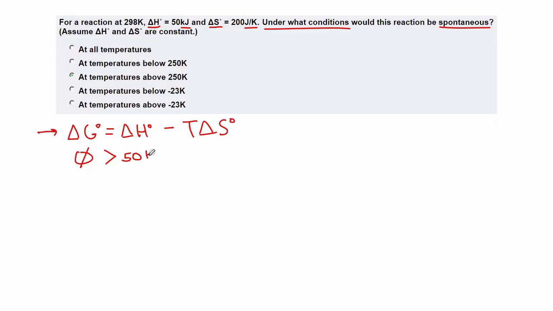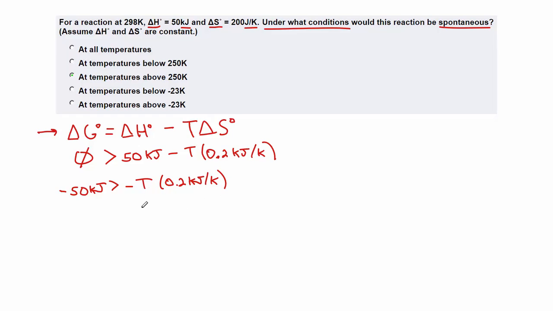So here I'll make this 50 kilojoules minus T times, and in this case, instead of 200 joules per Kelvin, that'll be 0.2 kilojoules per Kelvin. So we'll subtract off the 50 kilojoules here. We'll end up with negative 50 kilojoules, so greater than negative T times 0.2, again, kilojoules per Kelvin. So you can see that the answer here in temperature is going to come out in Kelvin.